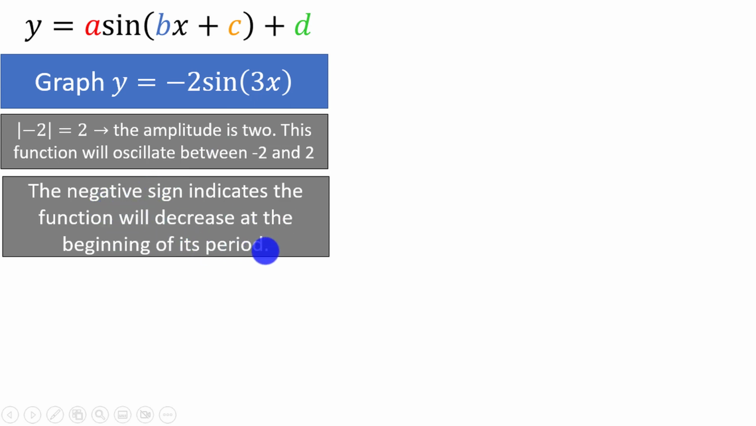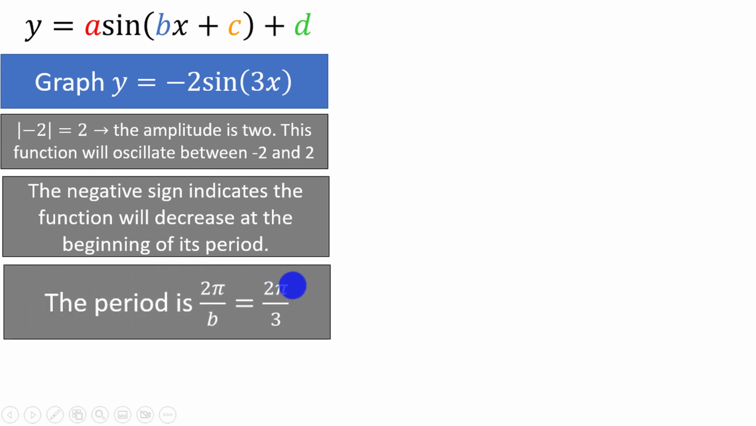Typically, the sine function would start at 0, 0 and increase from there, but this one will instead start at 0, 0 and decrease. We also have a change in period, because we have a value for b multiplying x on the inside of our function. We can find the new period by taking 2 pi and dividing by b. In this case, we will have 2 pi divided by 3, so the new period is 2 pi over 3.